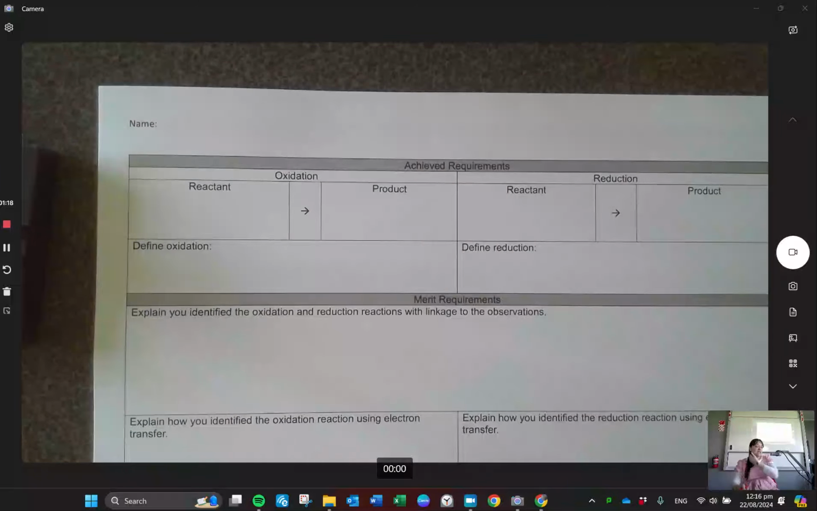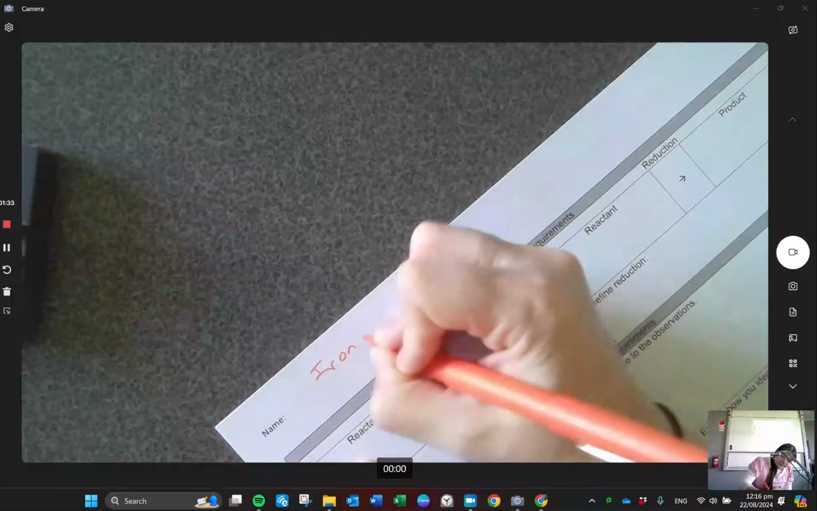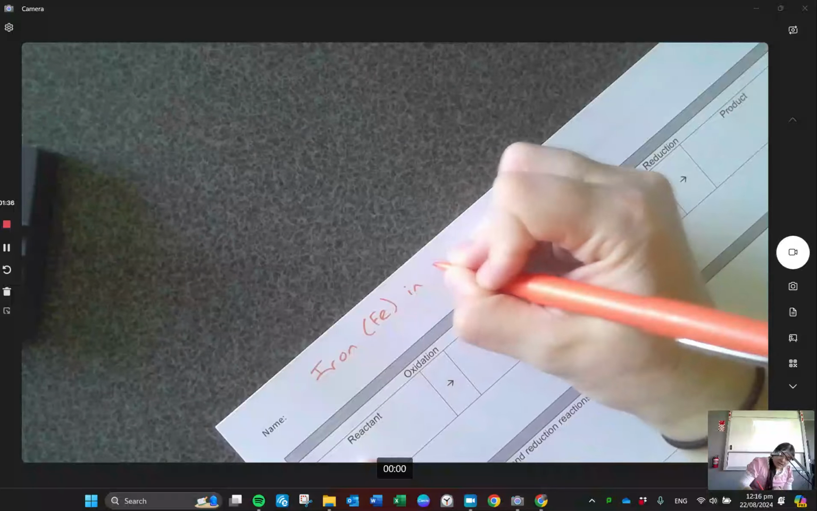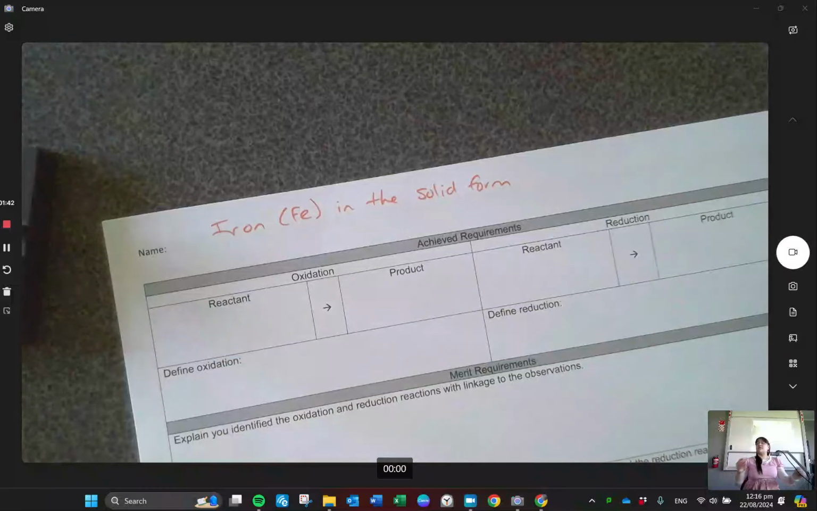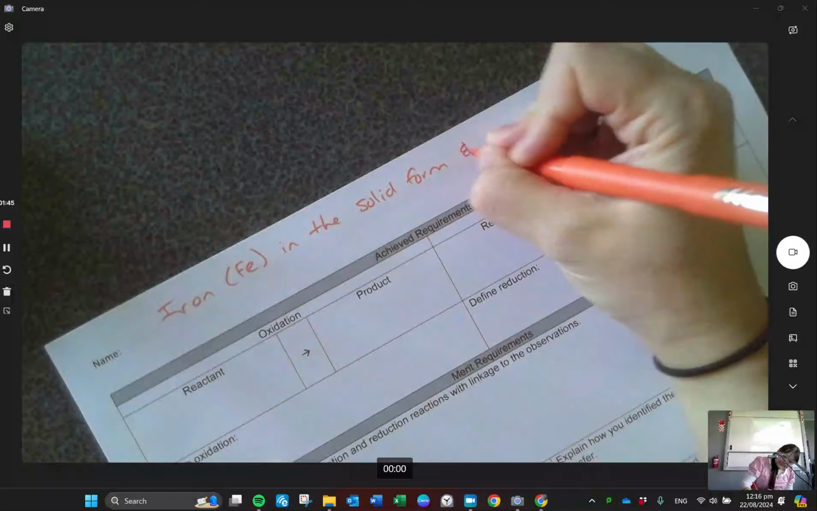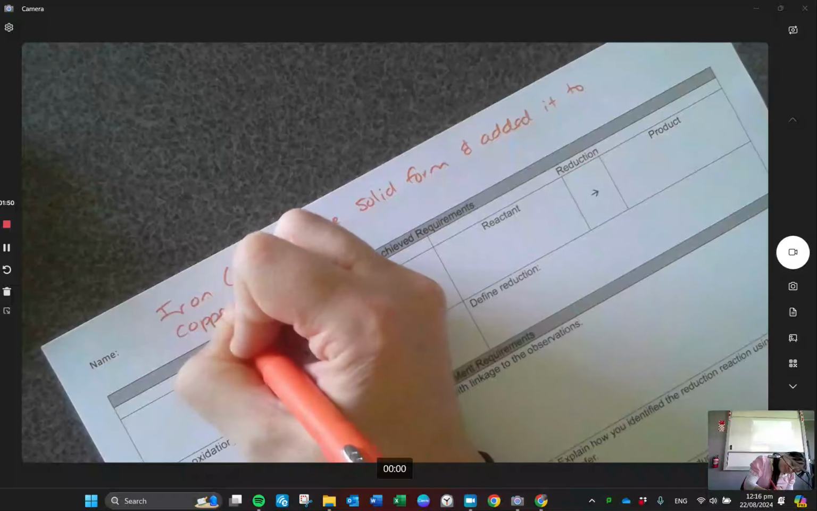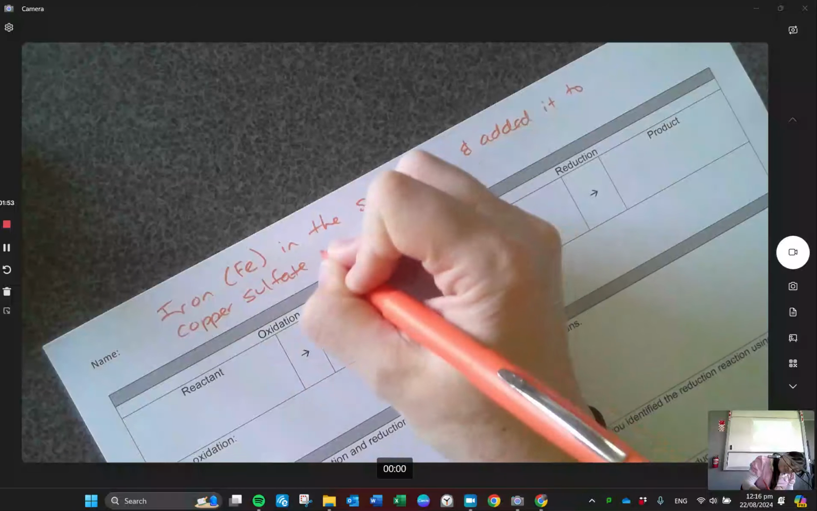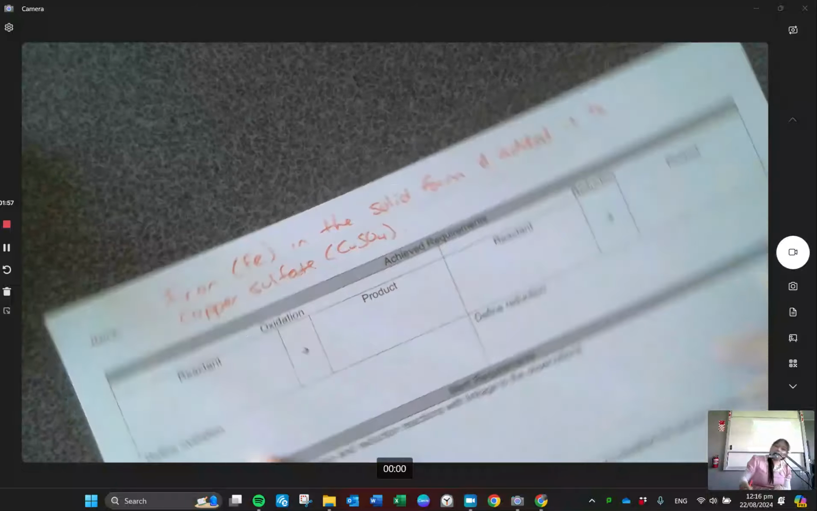Okay, so the first thing we are thinking about is what are we observing for the chemical reaction we just set up. So just to kind of give you an idea of what we did, we had taken iron in a nail, solid form, Fe in the solid form, and we added it to a solution of copper sulfate. All right, I'm just writing down what we've done so we know experimentally what we did.